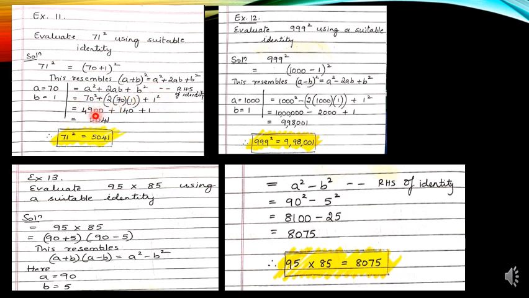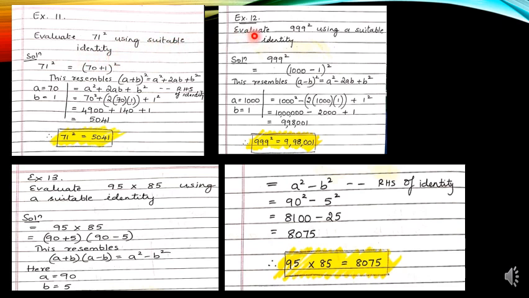What is 70 square? It is 4900, plus 2 into 70 into 1 is 140, plus 1 square is 1. And when you add all these three, you will be getting 5041. Even when you multiply 71 two times, that is 71 into 71, because you're finding a square, you will get the same answer only. You can check that in your rough notebook. But in the classwork, you should follow this method only because you are being asked to use a suitable identity.